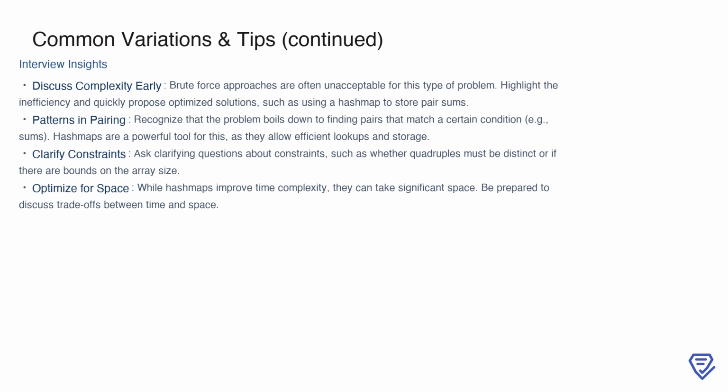Always make sure to clarify the constraints with the interviewer. For instance, do the quadruples need to be distinct? Are there any specific bounds on the size of the input array? These questions help refine your solution and avoid unnecessary mistakes. Additionally, be prepared to discuss the trade-offs between time and space. While hash maps can greatly reduce time complexity, they do require significant memory. A good interview answer will address these trade-offs and show that you've considered the implications of your chosen approach.